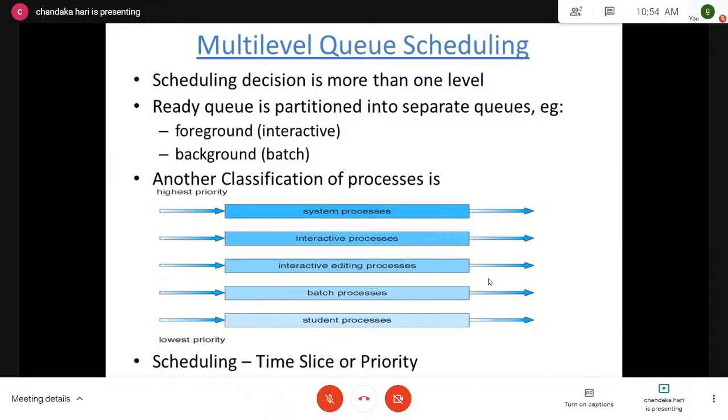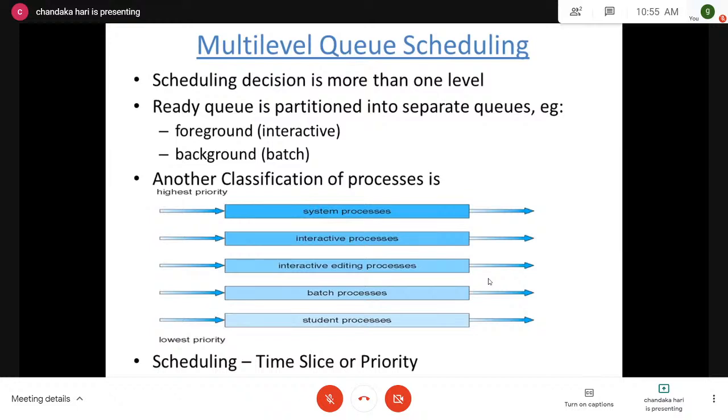Interactive processes: while executing such programs, they always need an interaction with the user. Interactive editing processes: at every moment they interact with the user. Let us take typing a document in MS Word. While typing, you see each and every word that you enter. Such jobs are called interactive editing. Batch processes: a group of jobs are submitted at the same time and executed, and we see the output at a later stage. And the program run by the student is known as student processes.